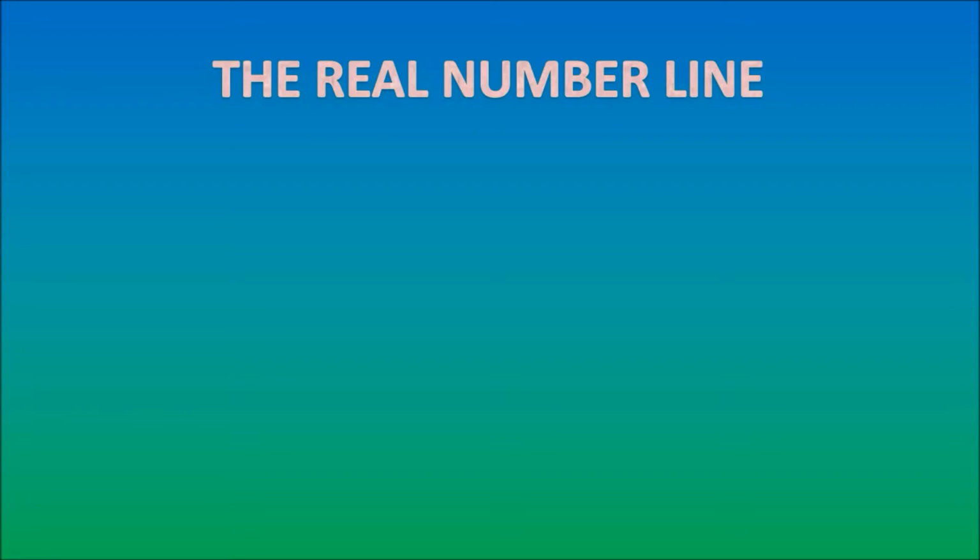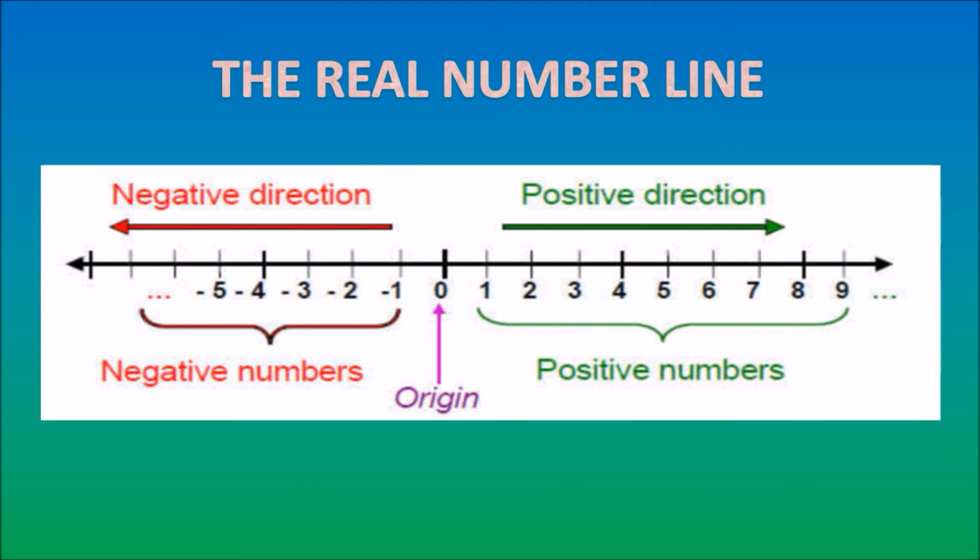Now let's discuss the real number line. The real number line is the line whose points are the real numbers. We all know that the set of real numbers comprises all the positive numbers, the negative numbers, and 0. The 0 point is called the origin, and the numbers to its right are called the positive numbers, and the numbers to its left are called the negative numbers.